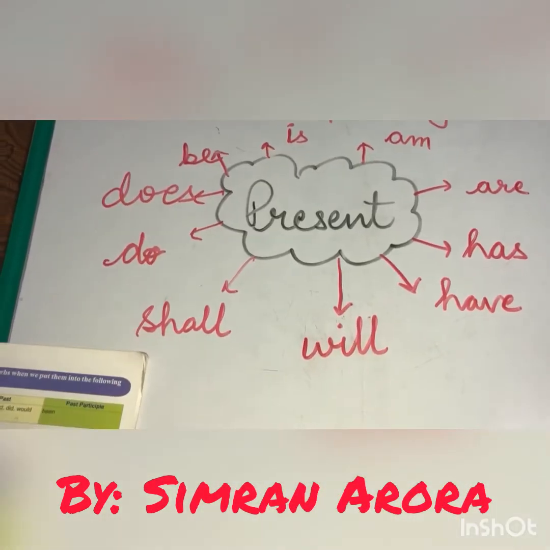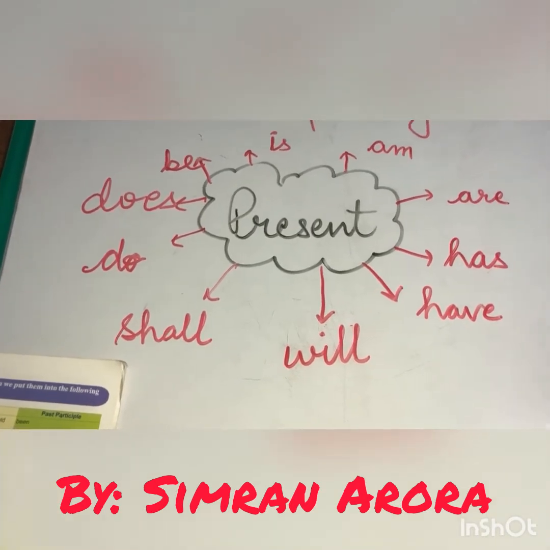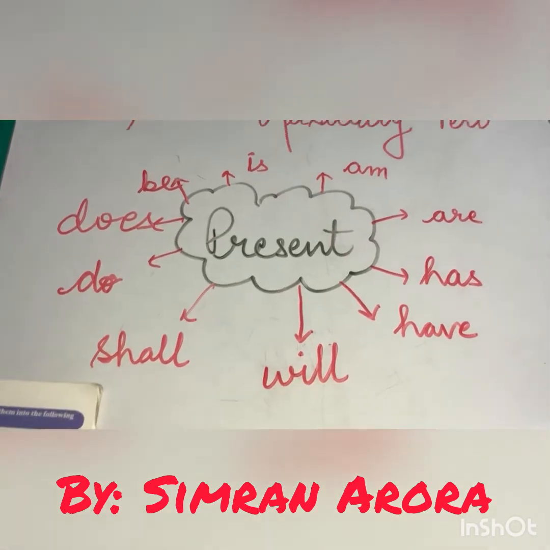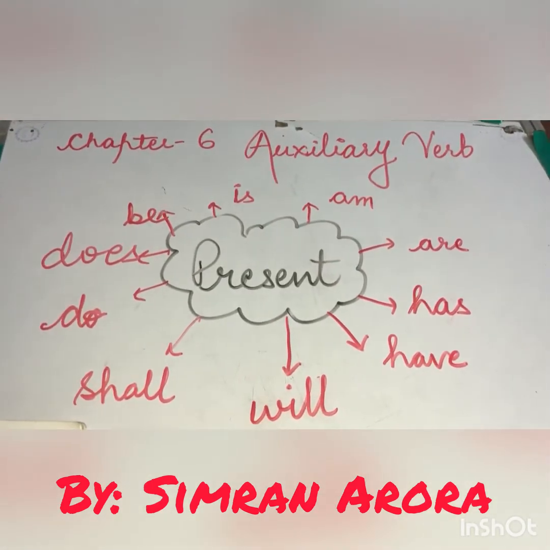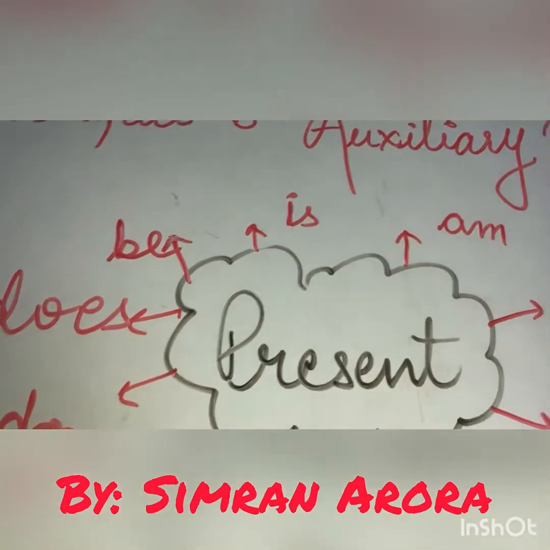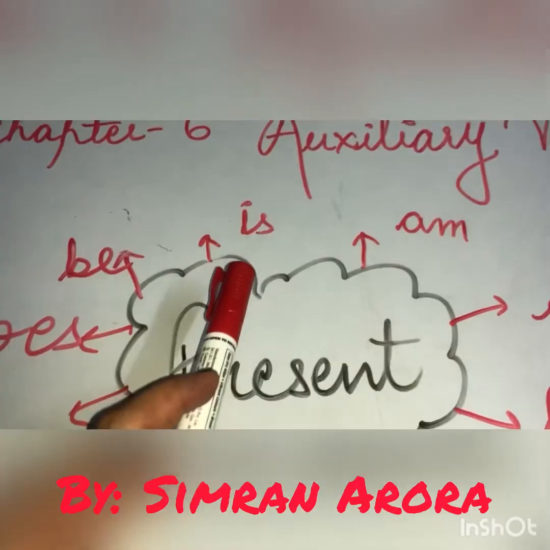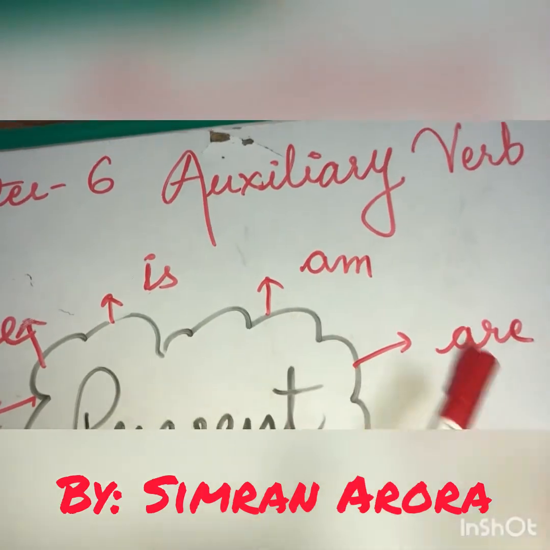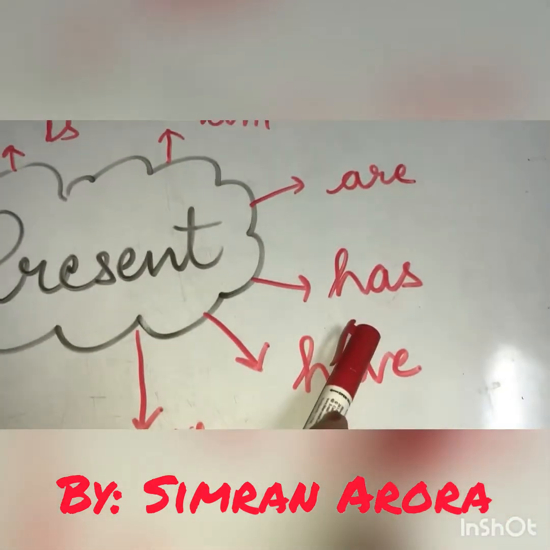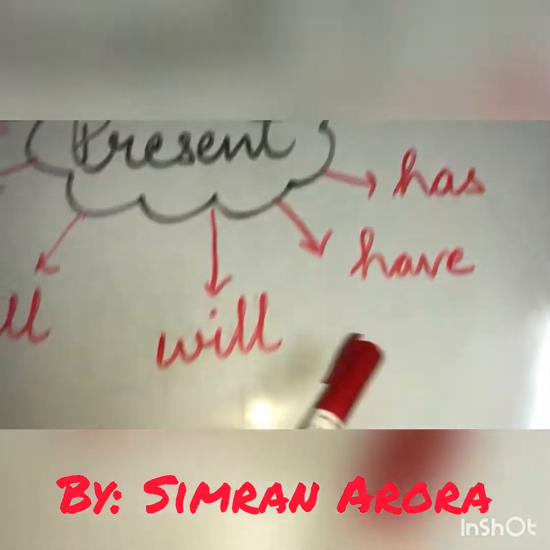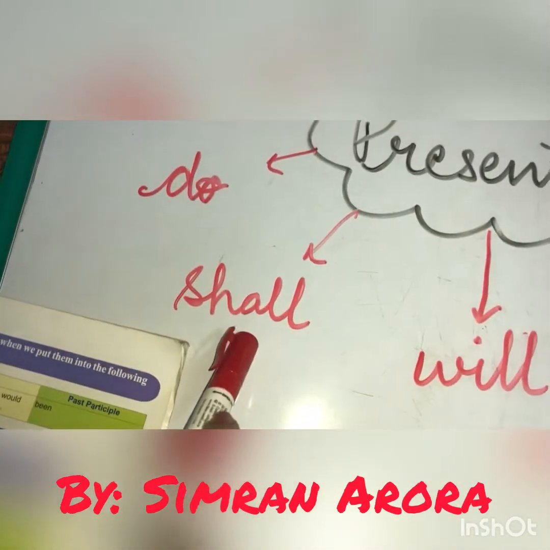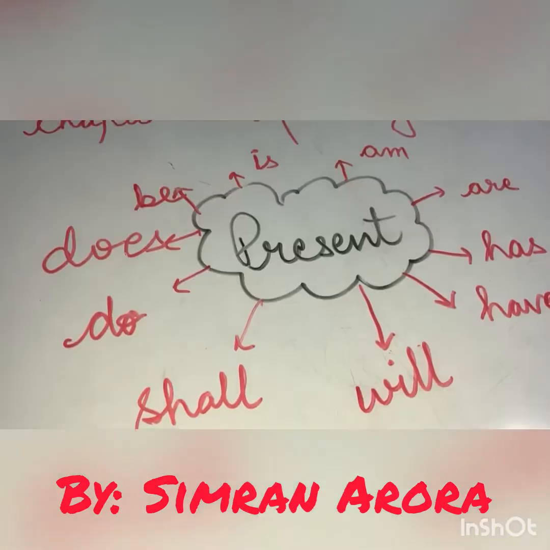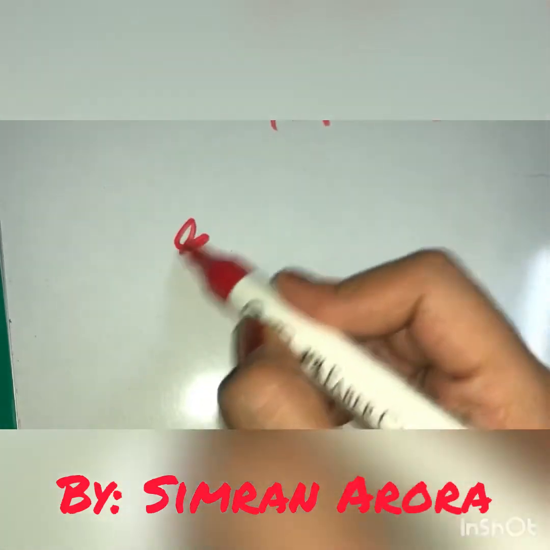These words are examples of the auxiliary verbs which indicate the action taking place in the present or future, and these words are, you have to repeat after me: is, am, are, has, have, will, shall, do, does and be. Now let us discuss some examples.